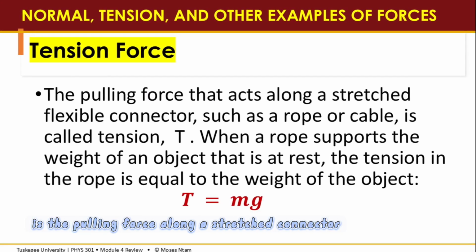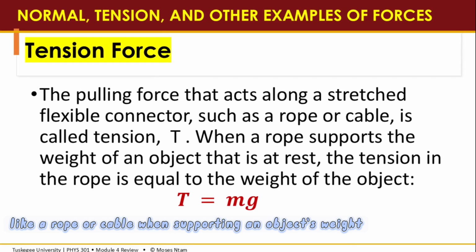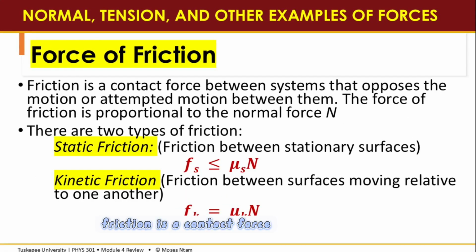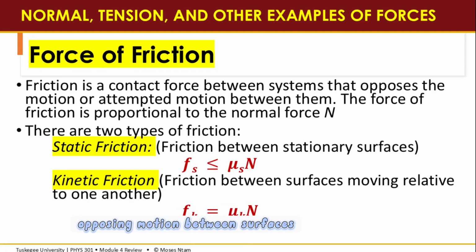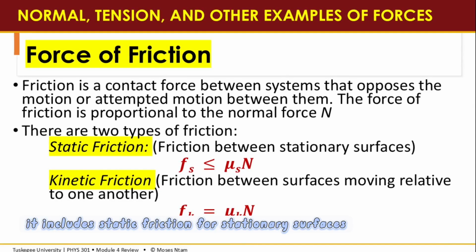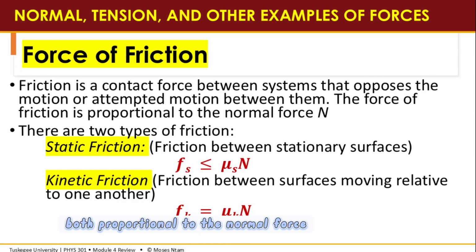Tension force is the pulling force along a stretched connector like a rope or cable. When supporting an object's weight, the tension equals the object's weight. Friction is a contact force opposing motion between surfaces. It includes static friction for stationary surfaces and kinetic friction for moving surfaces, both proportional to the normal force.